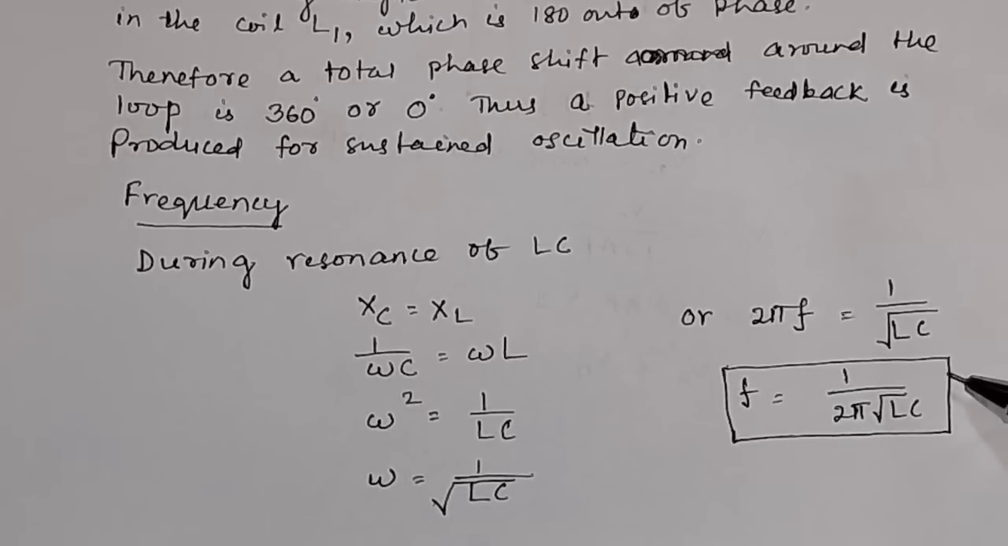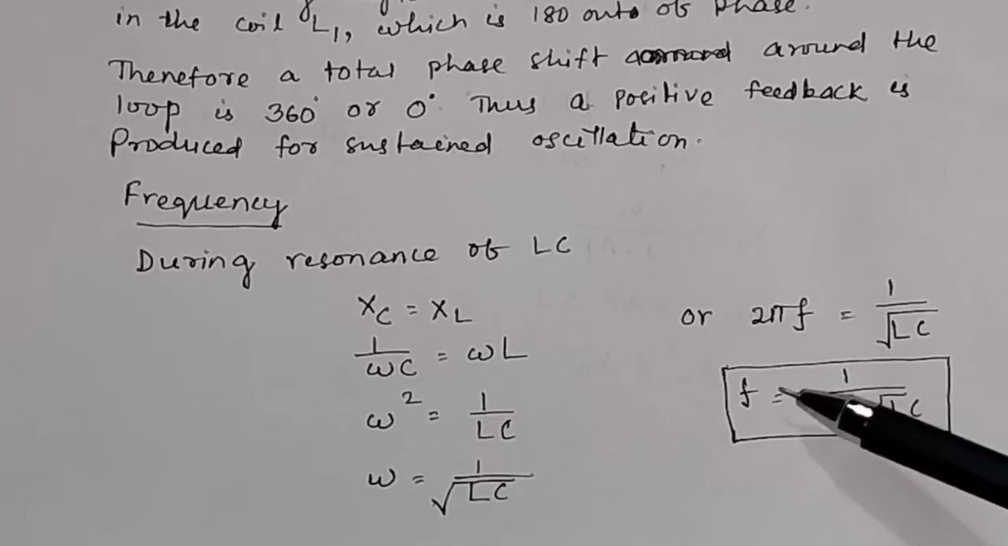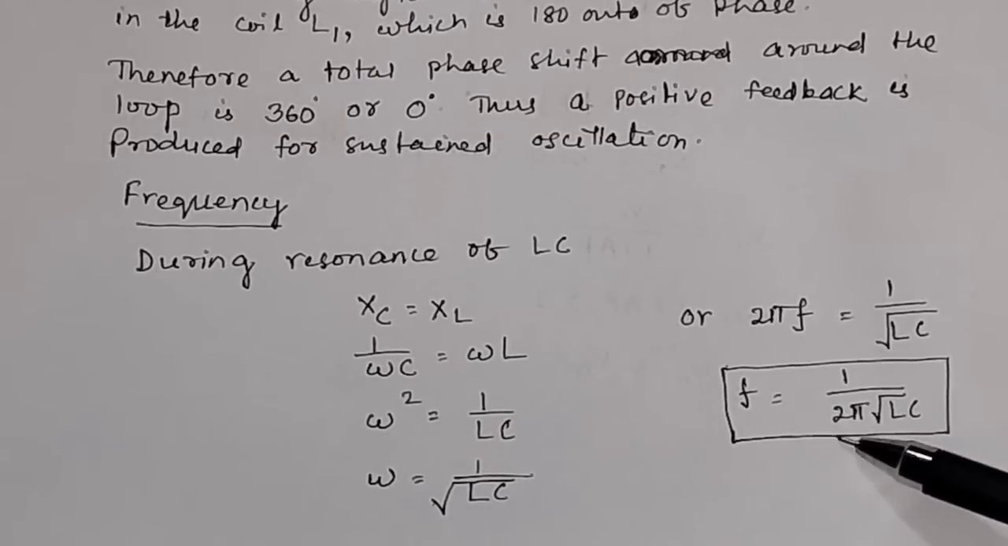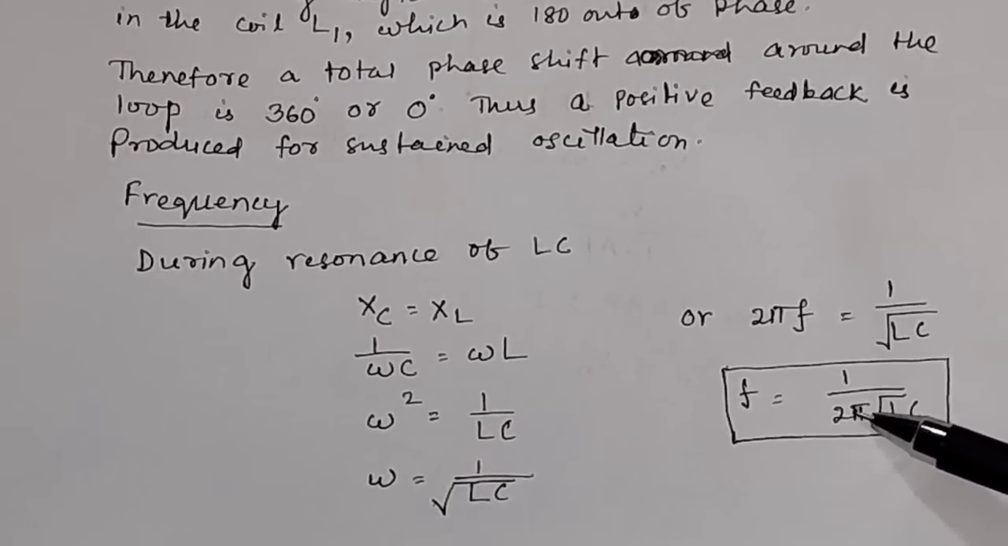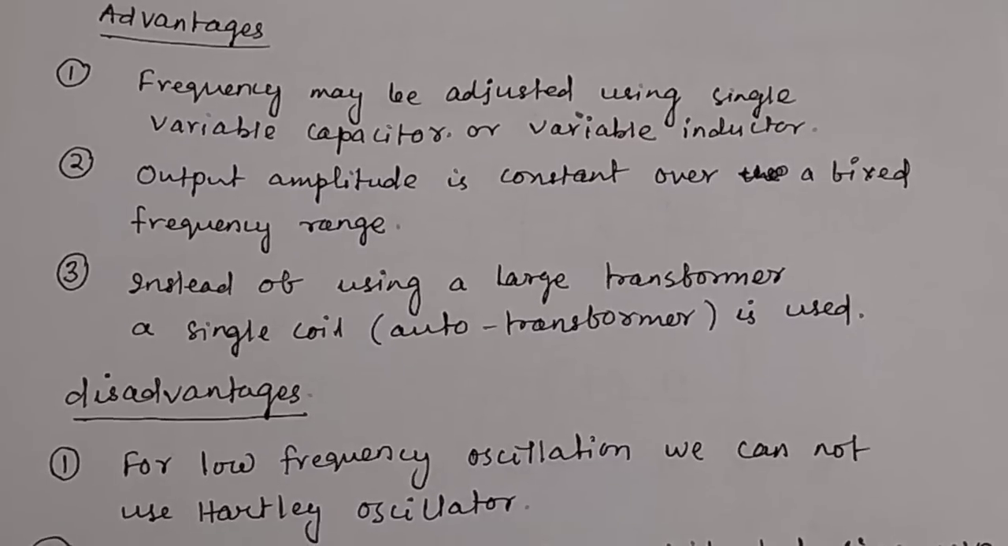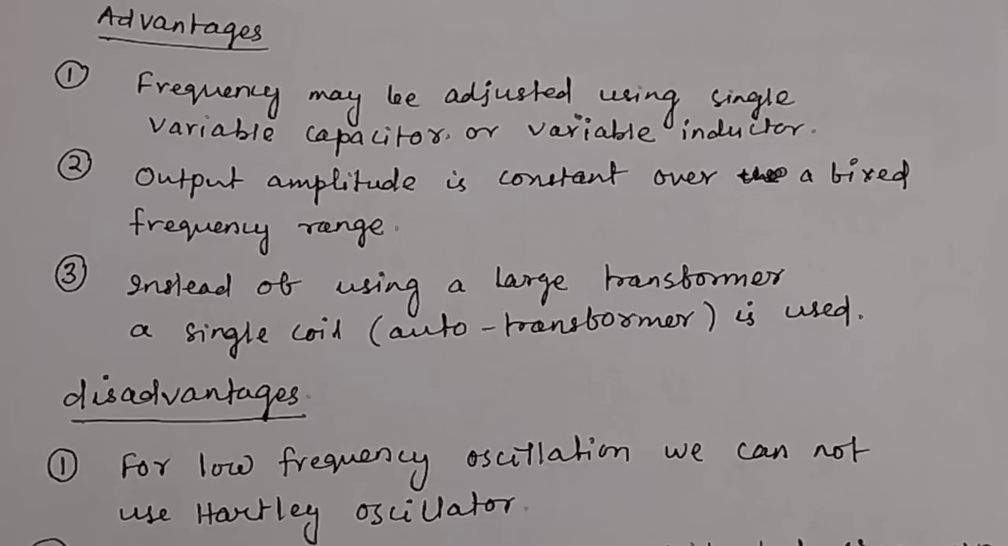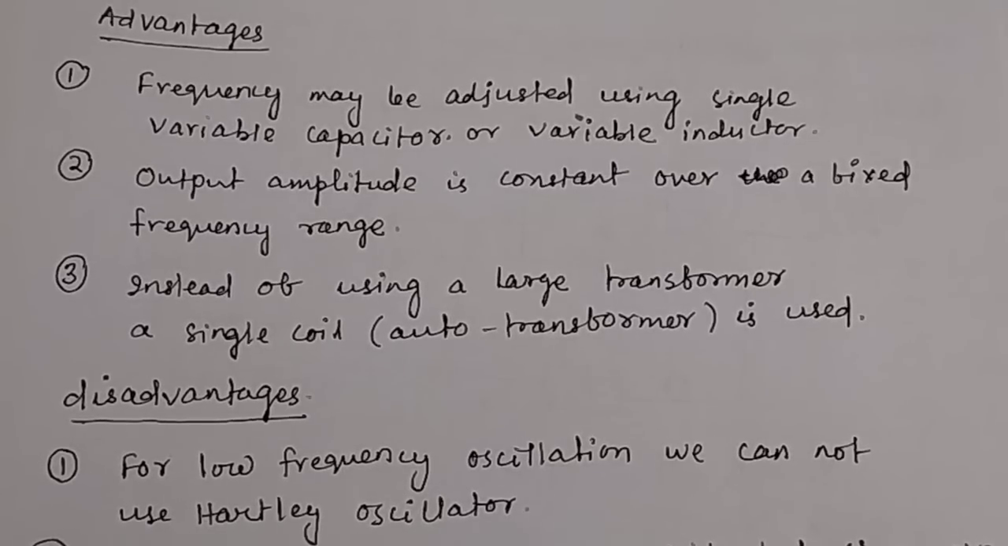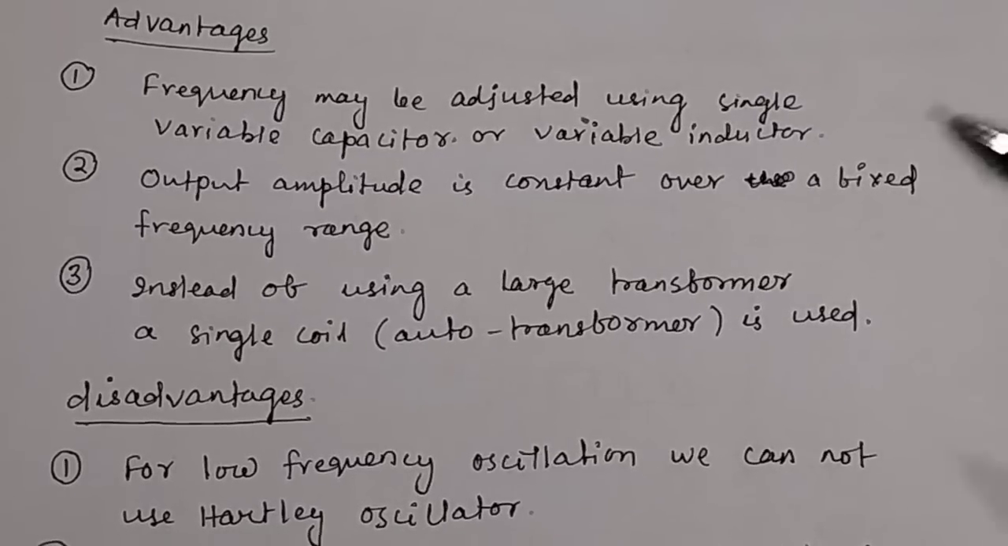A short question will also come: what is the frequency of oscillation in a Hartley oscillator? The frequency of oscillation is given by 1 by 2 pi square root of LC, and problems will also come from this formula. The next thing in the Hartley oscillator is the advantages, disadvantages, and uses.